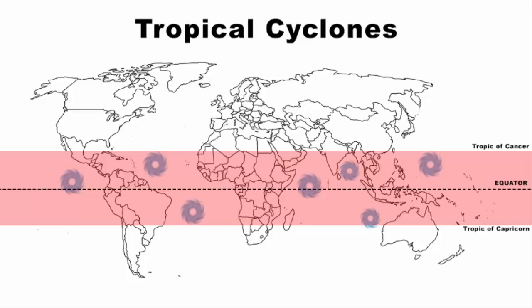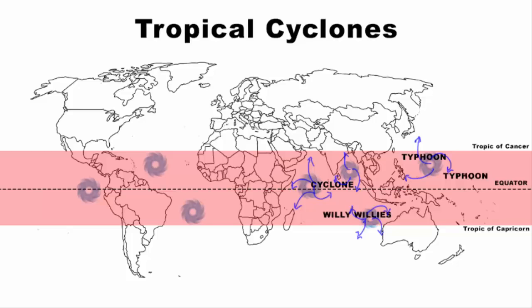Tropical cyclones are known by different names depending on the region. In the Indian Ocean, they are known simply as cyclones. If you go to the Western Pacific side or near the South China Sea, they are called typhoons. Likewise, near Western Australia, they are known as willy-willies. All these different names refer to the same type of storm.